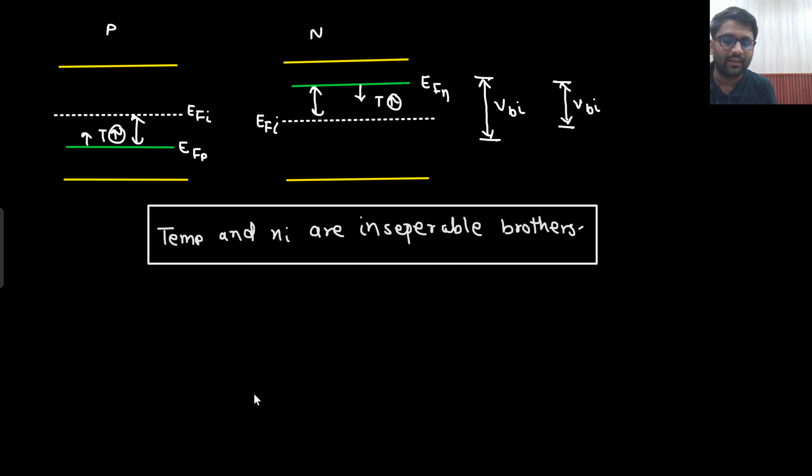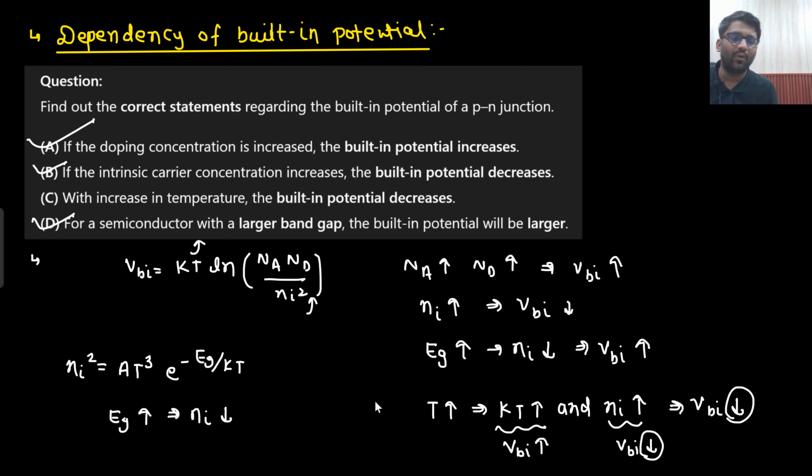What does that mean? That means temperature will always look for Ni. No matter whatever the other expression is there, I don't care. Other guys are saying that you increase, decrease. No. Temperature will say I will always look at Ni. If temperature increases, Ni increases. That's it. If Ni increases, this will decrease. So you don't need to think this much in the examination.